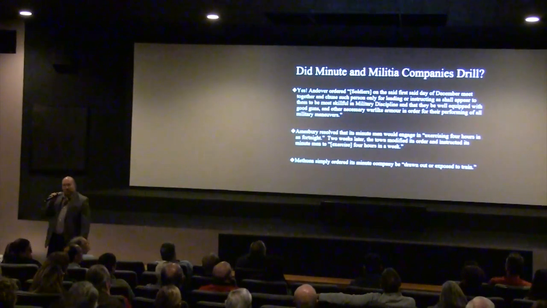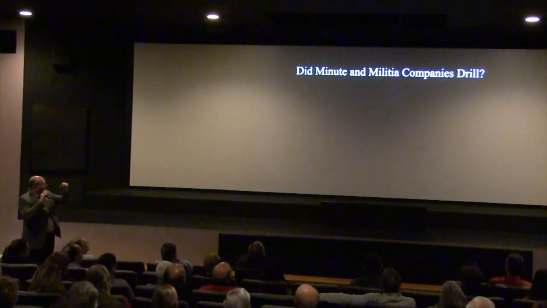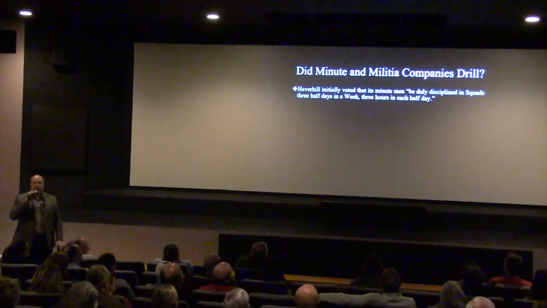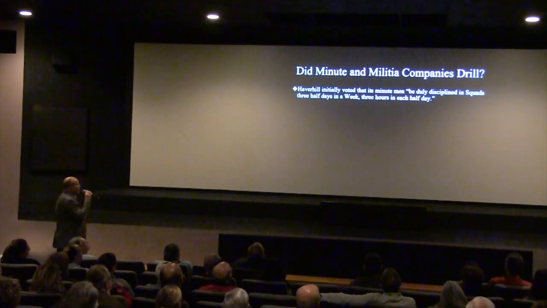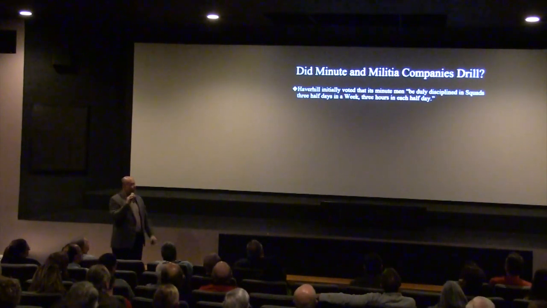Methuen ordered their men to drill, drawn out, and expose the train. Haverhill initially voted to break their militia companies down into squads, 3.5 days in a week, 3 hours each day. That is a lot of drilling taking place in Haverhill.